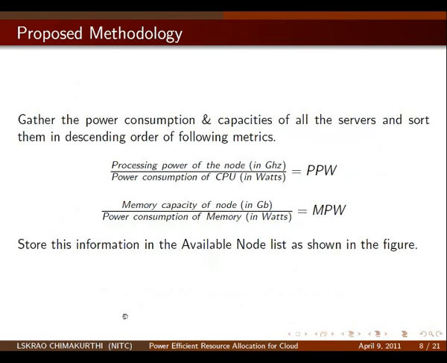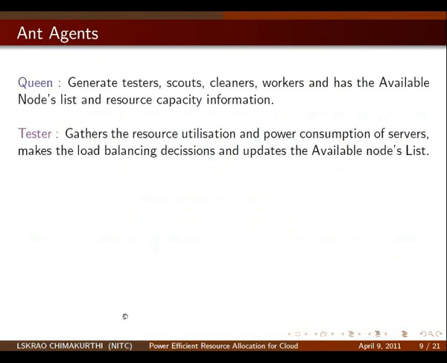First, we will gather the resource consumption, resource capacity and power consumption of all the nodes in the servers, and we will sort them in descending order of processing power per watt and memory consumption per watt. We will store this information in the available nodes list shown in the previous figure. Now, we will discuss the functionalities of different ant agents.